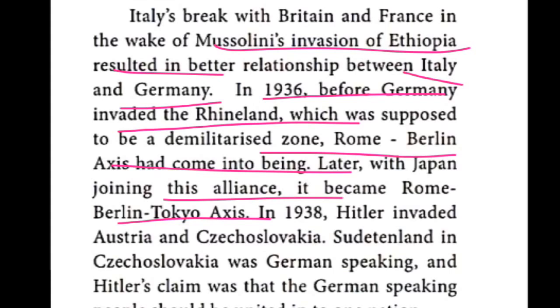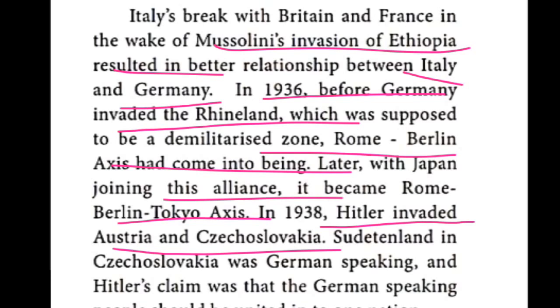In the year 1938, what did Hitler do? He invaded Austria and Czechoslovakia. Austria was under the control of the Allies at that time. So he invaded Austria and Czechoslovakia. Sudetenland was one part of Czechoslovakia.